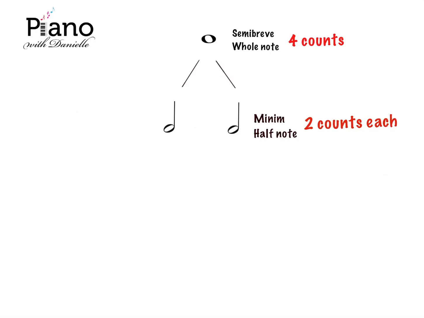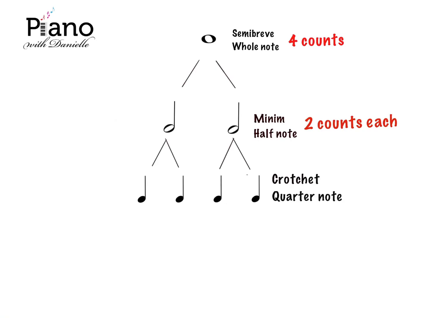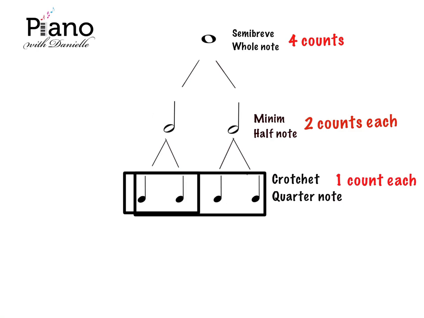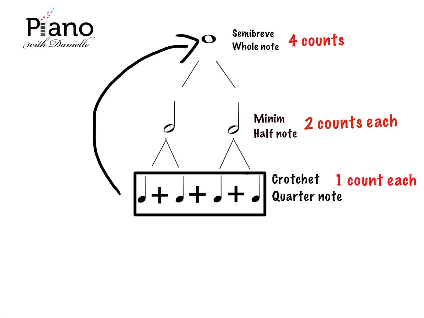Next, I had even more people coming to the party, so I had to cut the cake again. This time, I got 4 crotchets, or quarter notes, as they're sometimes known. They are worth 1 count each. If I add these 2 together, like so, they equal one of my minims. And if I add all 4 together, like so, they equal my semibreve at the top of the chain.